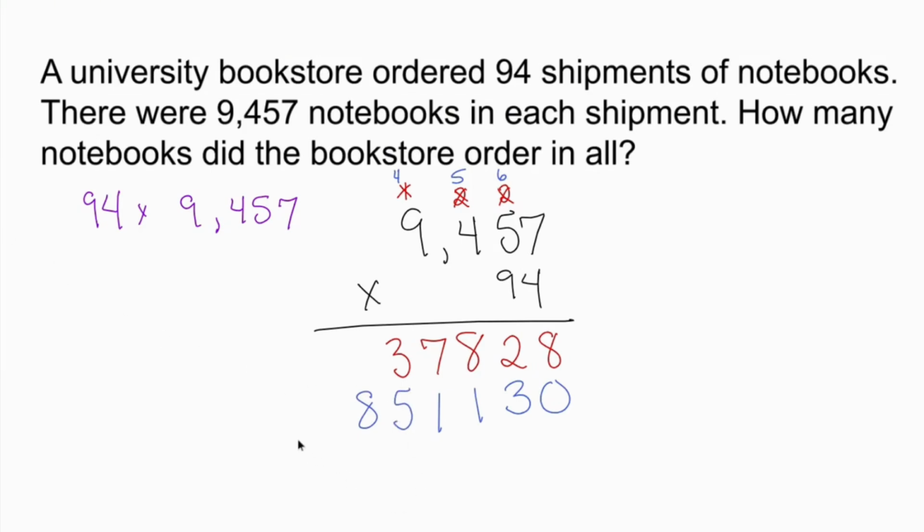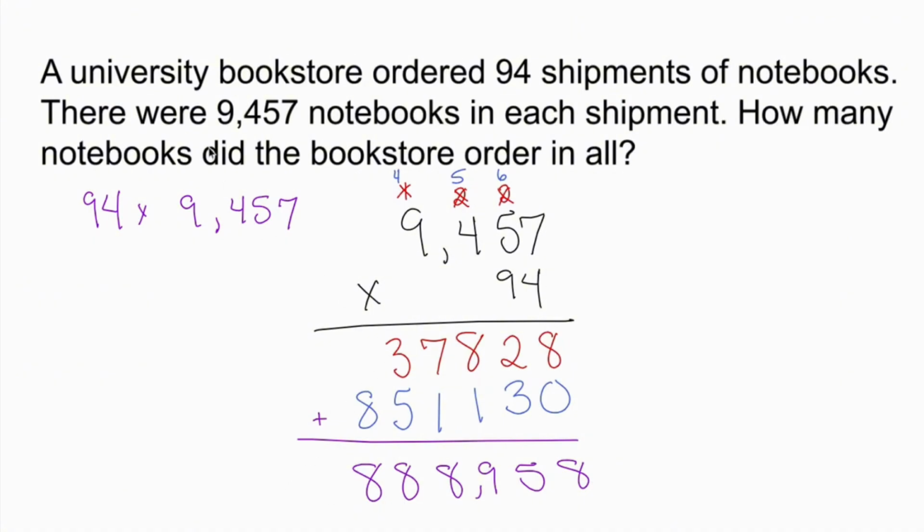Now we add these two numbers up. 8 plus 0 is 8. 2 plus 3 is 5. 8 plus 1 is 9. 7 plus 1 is 8. 3 plus 5 is 8. And nothing plus 8 is 8. Let's go from the right, 1, 2, 3, comma, 1, 2, 3.